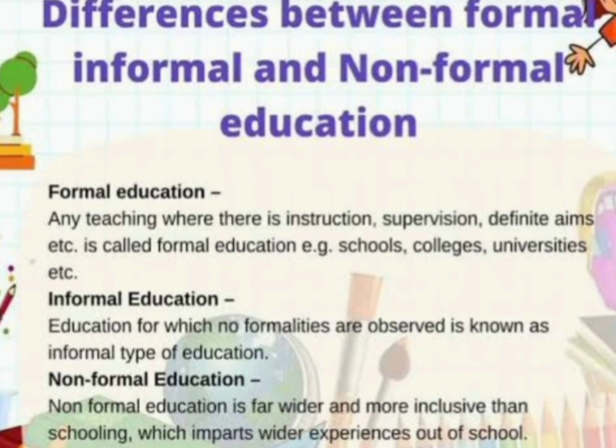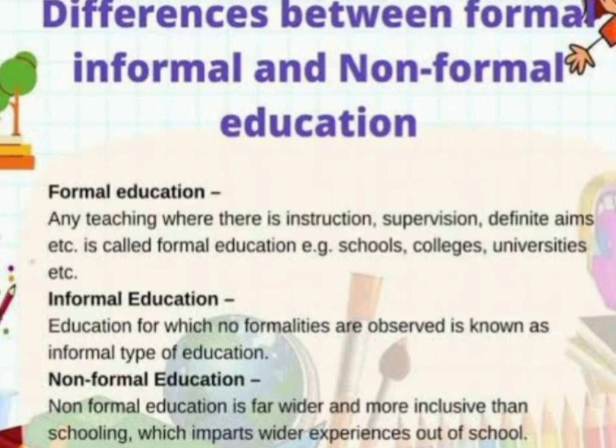So, informal education can occur outside of the structured curriculum. It aims to establish or enhance the environments in which people can learn and expand their experiences and make changes. So, it is basically learned from the family, peer group, society, and the environment. Education for which no formalities are observed is known as informal type of education. So informal type of education is learned from the family, society, peer group and the environment.